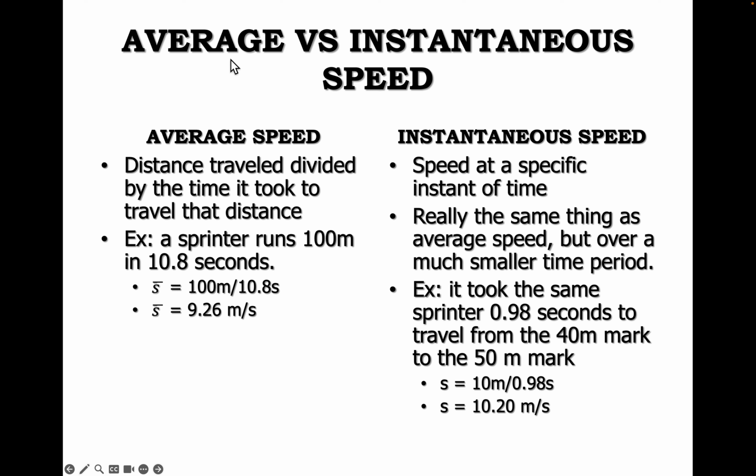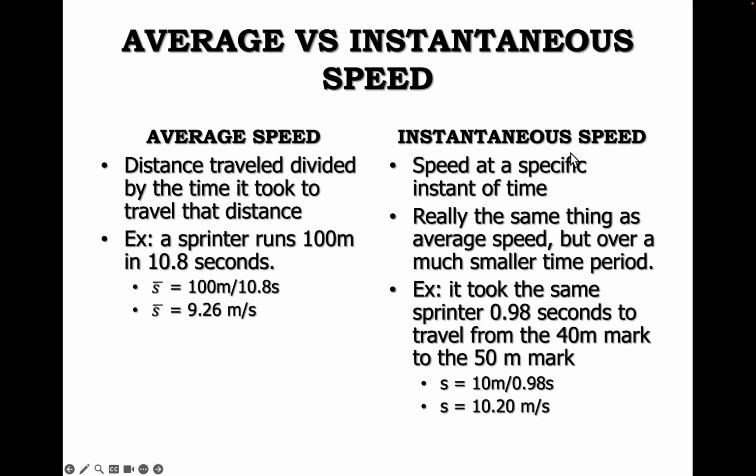Now we can look at average speed versus instantaneous speed. Average speed is you just take the total amount of distance traveled and divide it by the amount of time it took to travel that distance. So if a sprinter runs the 100-meter dash in 10.8 seconds, we could figure out the average speed by taking the distance, 100 meters, and dividing it by the time it took to run 100 meters, which is 10.8 seconds, giving you an average speed of 9.26 meters per second.